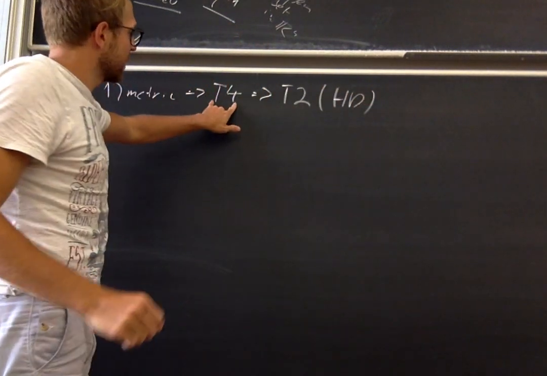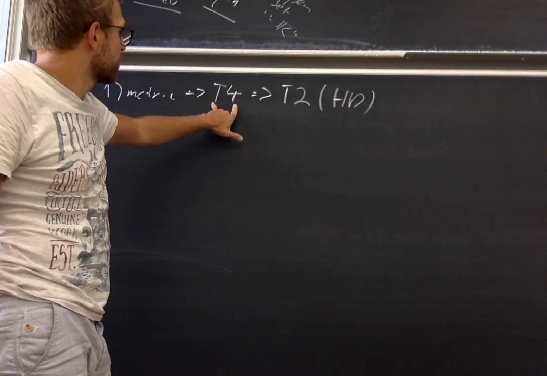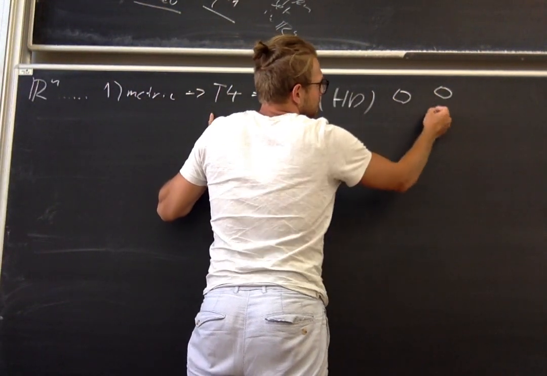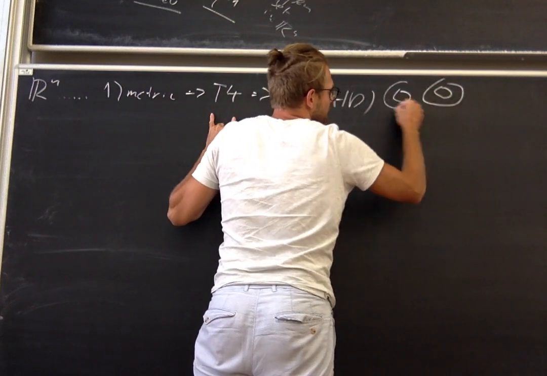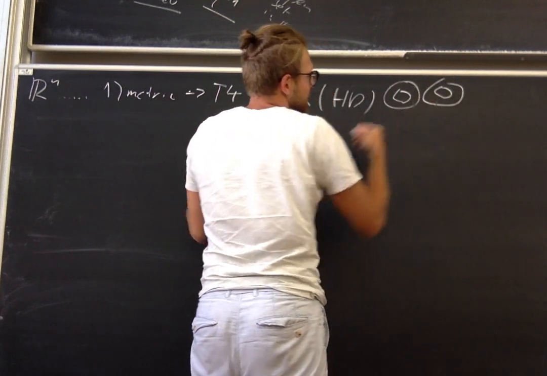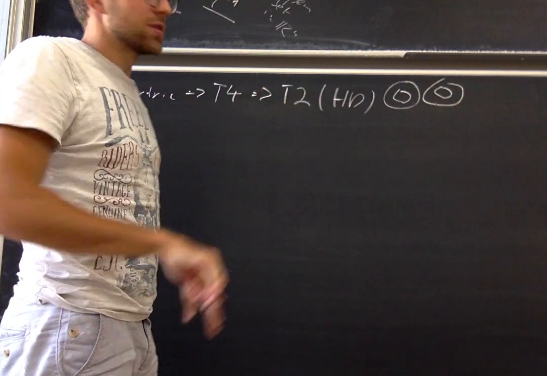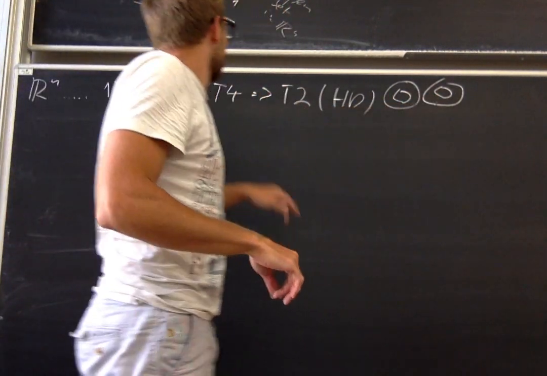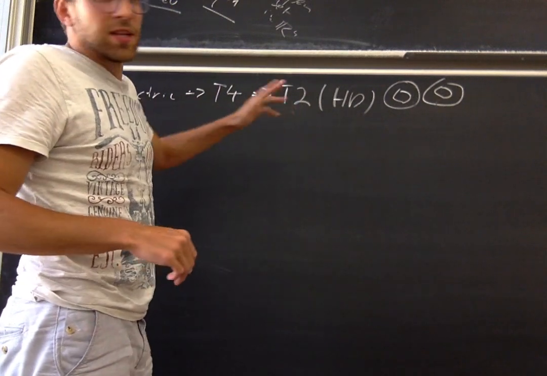And basically, T4 is just a stronger condition. That means that if you have any two closed neighborhoods, then you'll be able to find open neighborhoods that don't intersect, that kind of separate these two. So it's T2 for sure.